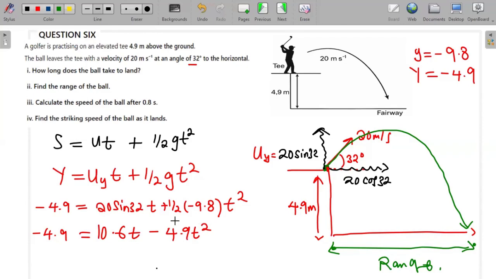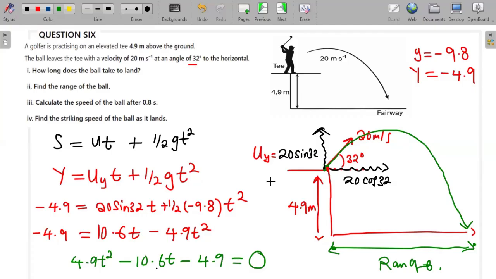So I'll first take all of this to the other side. So that would be 4.9 t squared, and then this one, when it goes to the other side, will be minus 10.6 t. And then combine with this, minus 4.9 is equal to 0. So that is what we have. So we want to find t, which is the time.